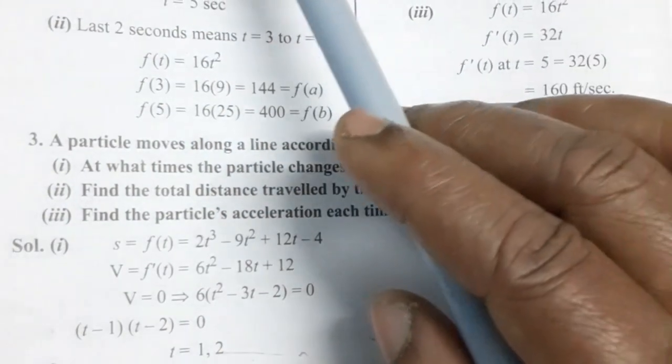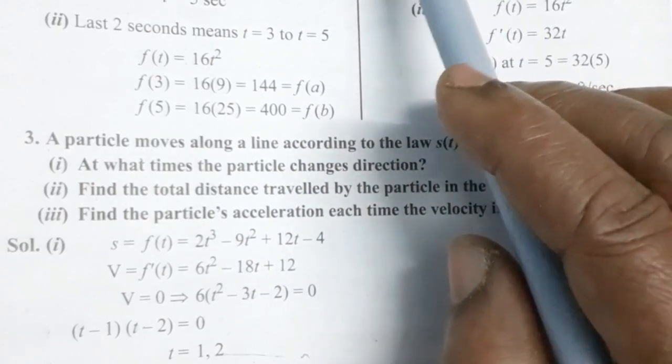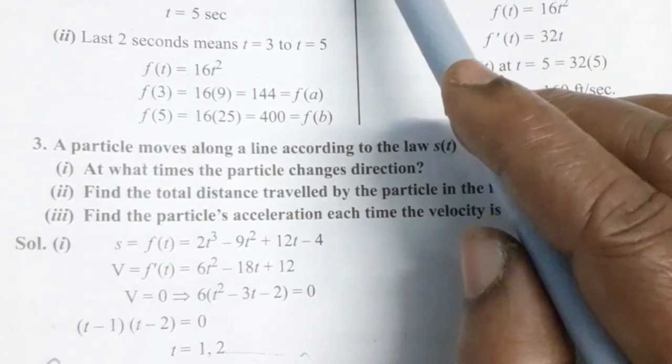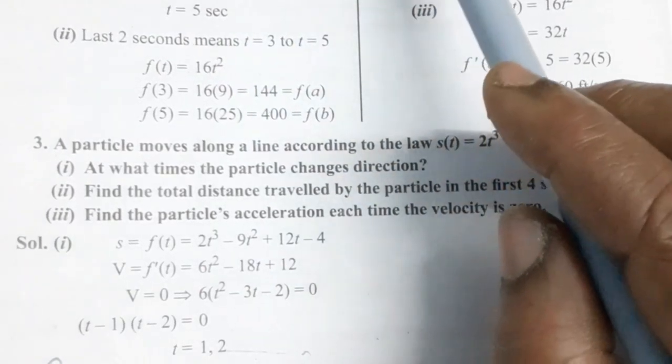What is the answer to the first question? How long does the camera fall to the ground? The time taken is 5 seconds. In 5 seconds the camera falls down from the cliff.